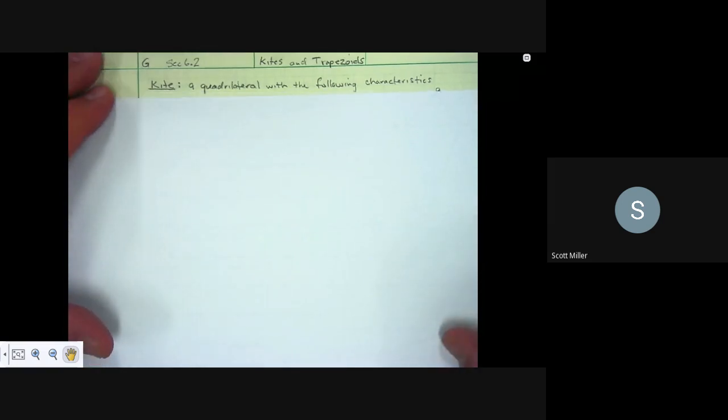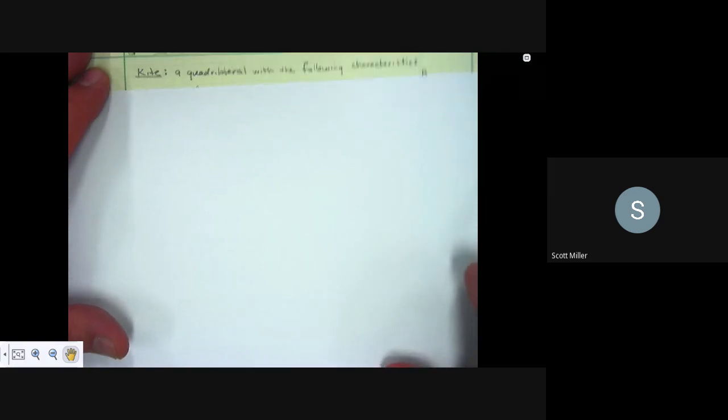Okay, in this section right here, we're going to be starting our look into different types of quadrilaterals. Here's the first two in section 6.2. We're going to be looking at kites and trapezoids. You're going to want to write down all the different characteristics of these shapes that will help you answer questions as we move along. A kite is a quadrilateral with the following characteristics.